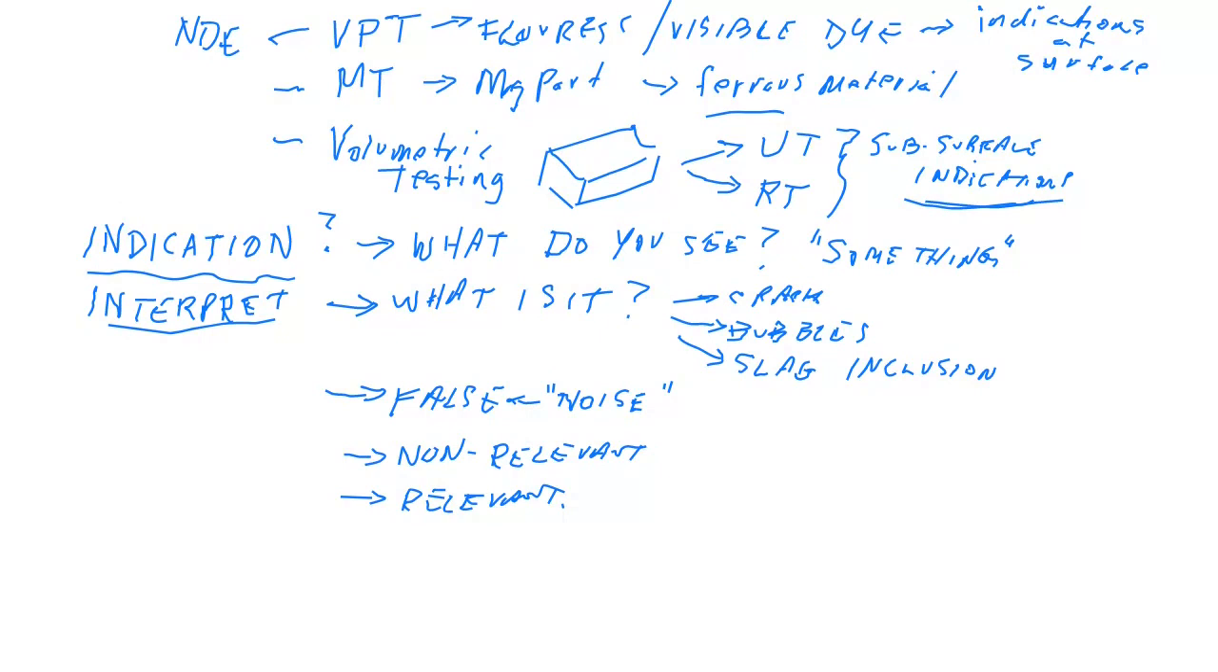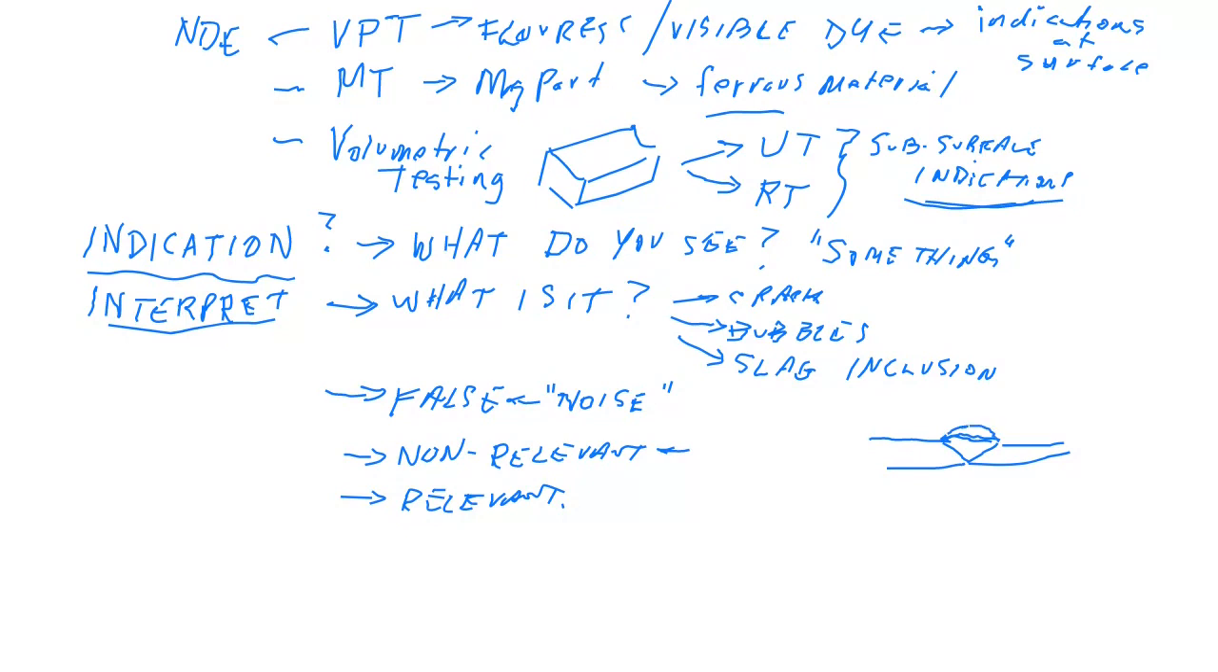A non-relevant indication. What would be a non-relevant indication? Well, basically this is not important. So let's say I'm using radiographic testing of a weld, and there's my groove weld, and normally my weld shouldn't have a lot of reinforcement. A little bit of reinforcement is okay, but usually shouldn't be a lot.